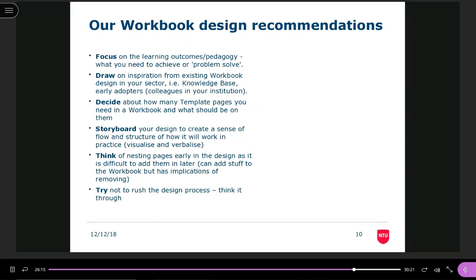And just finally, not to rush with design. I know that's quite challenging given the constraints that academics have got, or ourselves, but if you can, try and work in that iterative cycle, develop something, get it out there, get the feedback, and just develop it on the go. It's a good way to do it, to be honest.